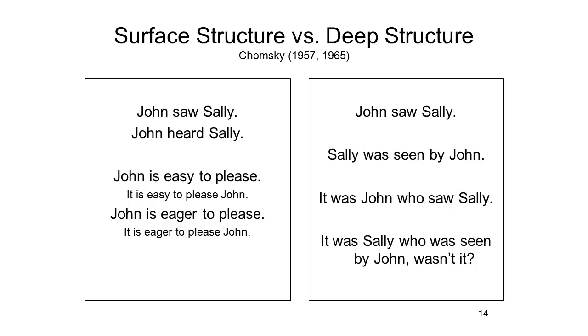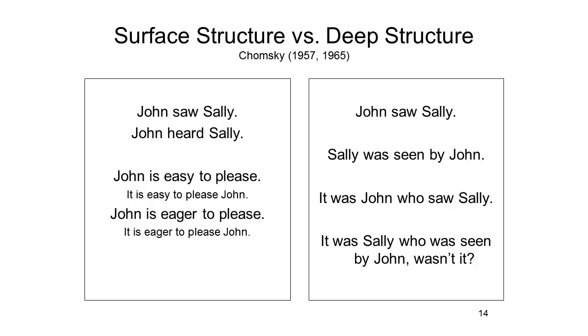The differences in meaning can be demonstrated by rephrasing them in the passive voice. It is easy to please John means something quite different from it is eager to please John. So sentences with similar surface structures might have very different meanings. Similarly, sentences with quite different surface structures may have very similar meanings. Consider the sentence, John saw Sally, or Sally was seen by John, or it was John who saw Sally, or even it was Sally who was seen by John, wasn't it? These sentences all look very different, but they all mean pretty much the same thing.